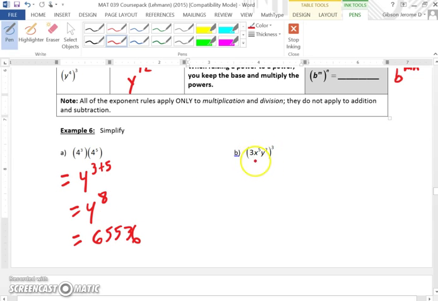Now we come here to B. We have in parentheses, yes, I have a question. So no matter what, you always just carry the base? With these properties, yes, you would carry the base.